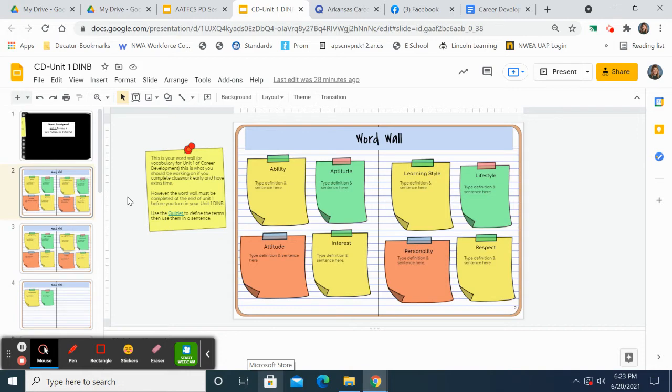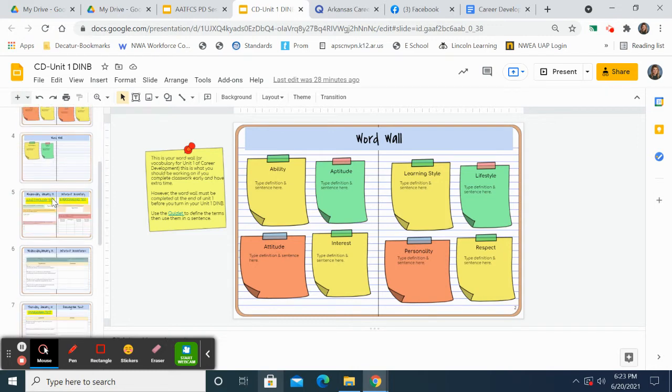From time to time, I will have students that don't quite get everything done, which is okay, because as you'll see, at the end of each unit, I have students complete a learning reflection. And on that day, once they complete their learning reflection, they have time to tie up any loose ends that they have with their notebook cover or their word wall.